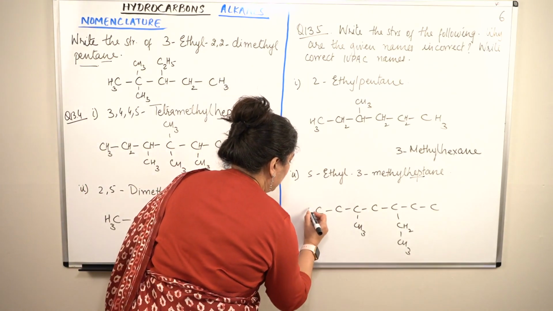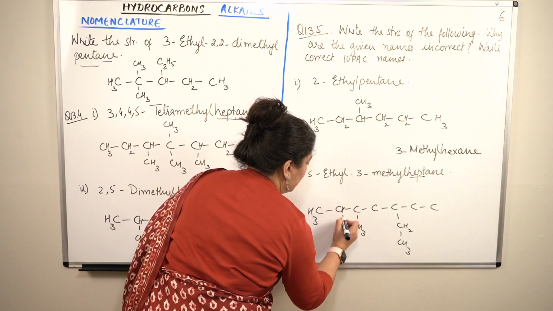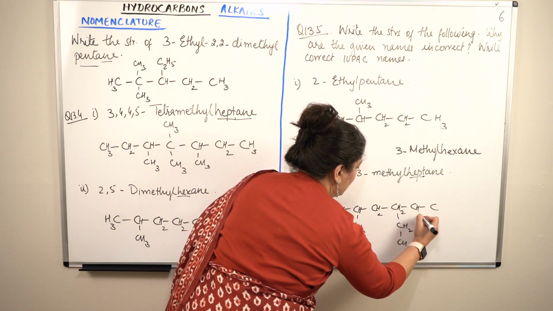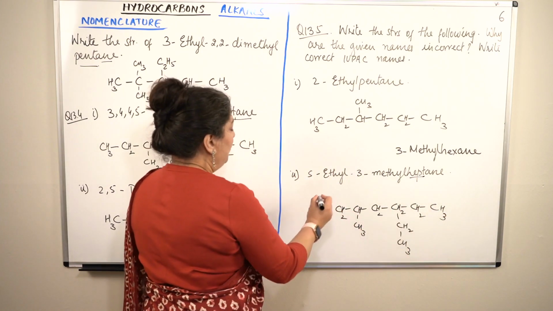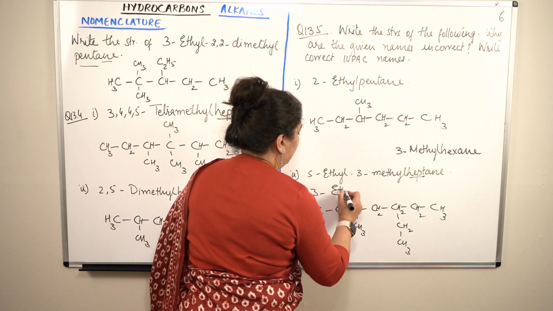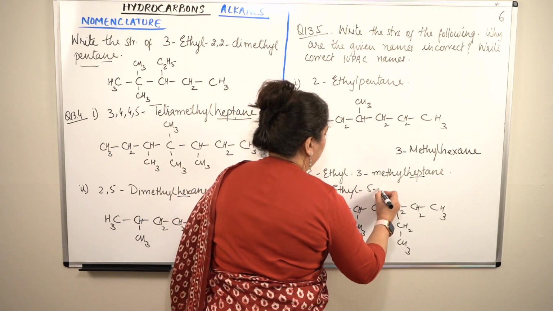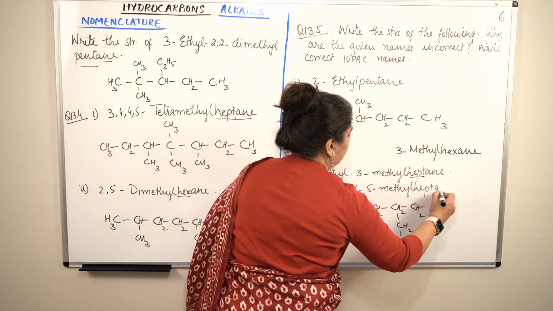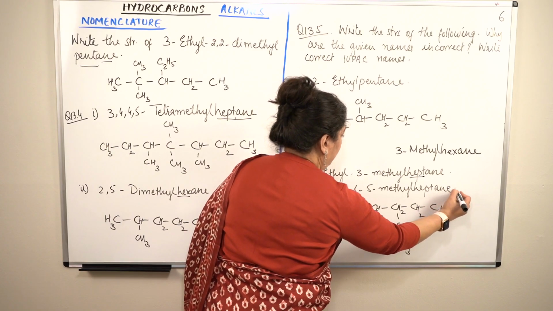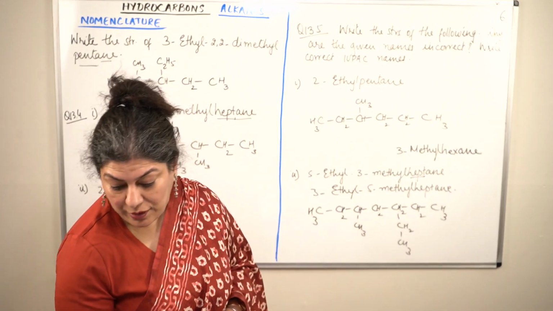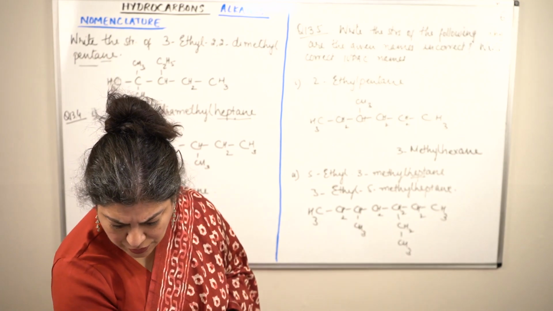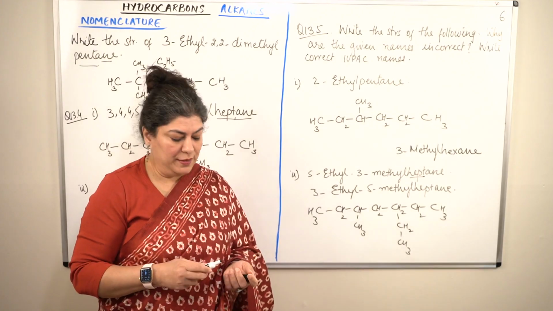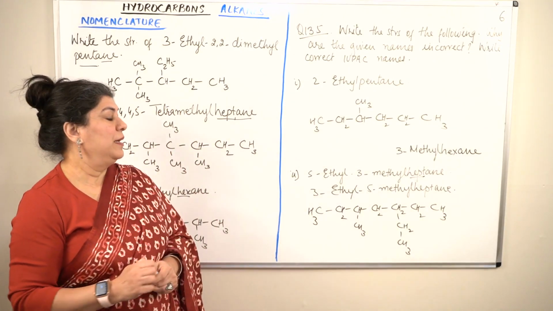So let's write down the structure. This becomes H3, this becomes H2, this is only hydrogen, this is H2, this is H2, H2 and H3. And the name of the compound will be 3-ethyl-5-methylheptane. Right? So that was the name of the compound. 3-ethyl-5-methylheptane. That is the name of the compound.